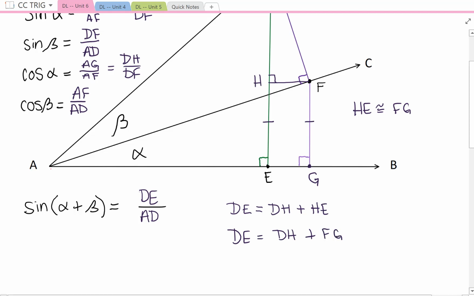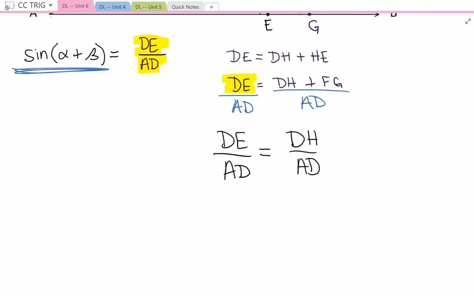We don't necessarily want to know what DE is. We want to know what DE over AD is. So we're going to divide both sides of this equation by AD to create equivalent expressions. Something equivalent to DE over AD, which is sine of alpha plus beta, simply becomes DH over AD plus FG over AD.